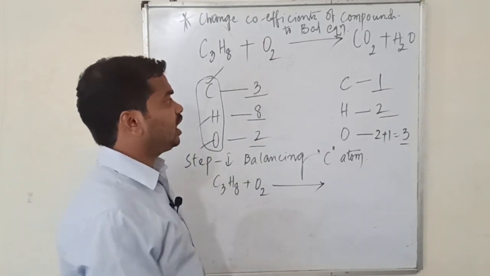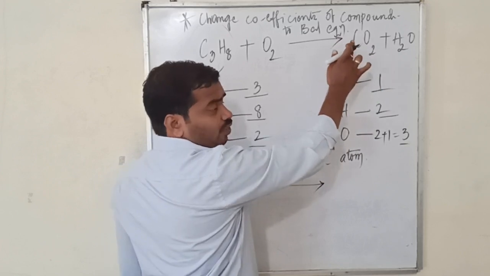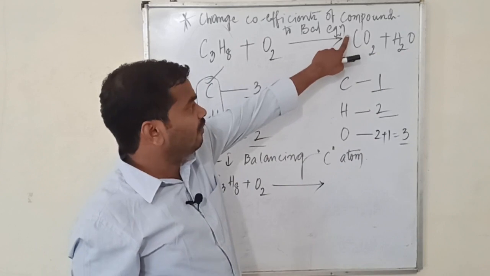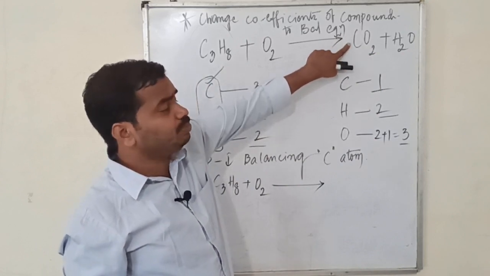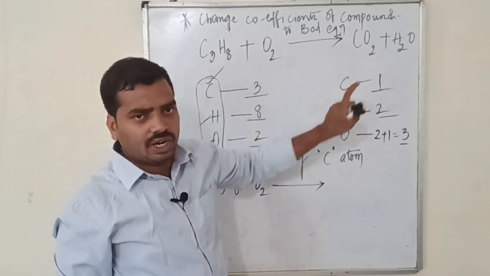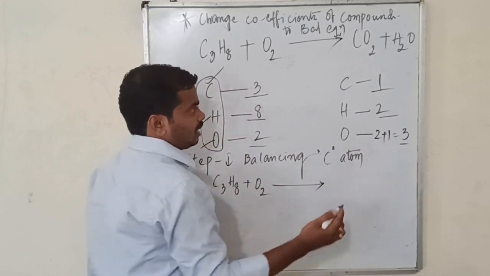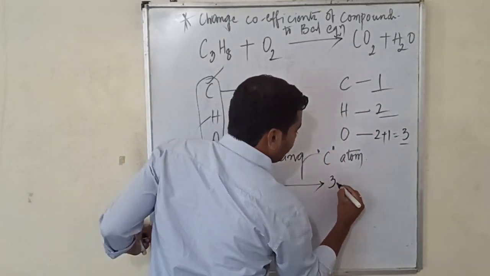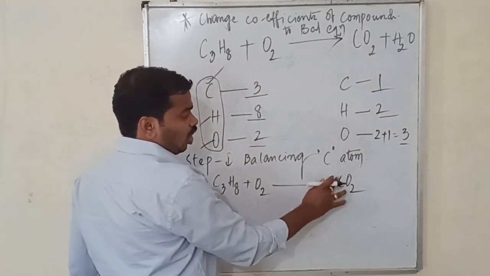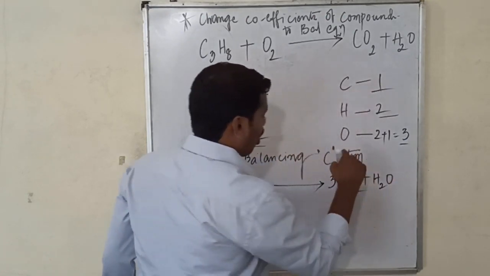Only change the coefficient. This is the suffix. The coefficient is what is present in front of the compound, remember that. So you have to change the coefficient. This must be changed, not the suffix. Remember. So I want to make carbons as 3 carbon atoms. So I am putting 3 in front of the carbon dioxide molecule. Now you see, 1 into 3, the carbon atoms would become 3. So that is how I balanced carbon now.